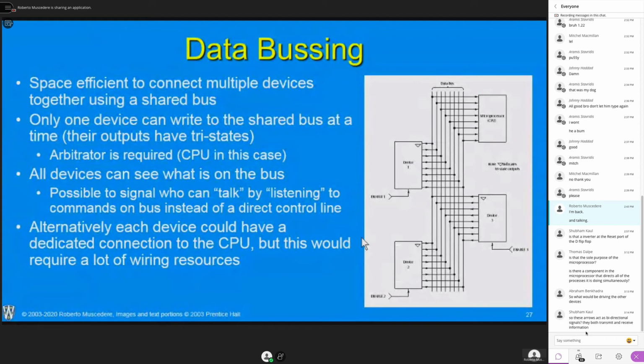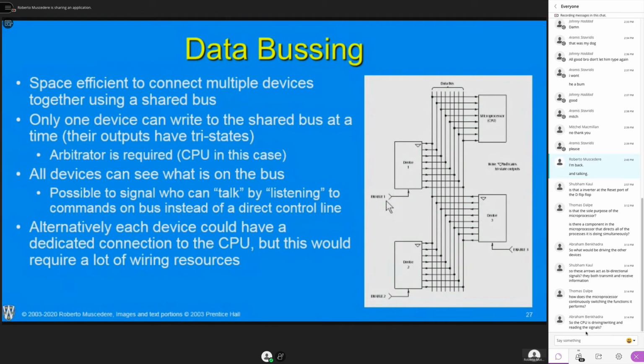They can be. Device 1 could also be receiving. In this particular case, it's just drawn that only device 1 talks and device 3 and device 2 talks. And it's totally possible the microprocessor could be the one talking on the bus, and all of these devices would be listening, but only one would be actively grabbing the information. So again, we'll talk about that.